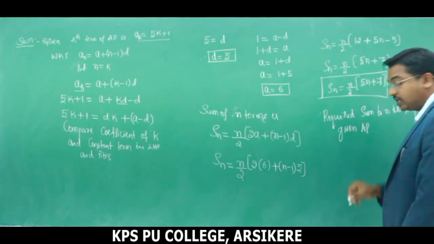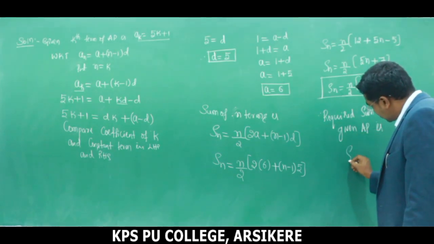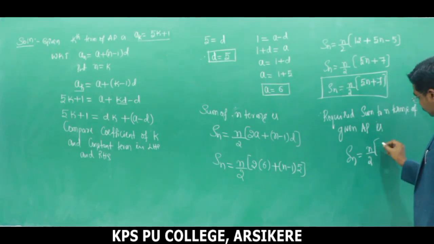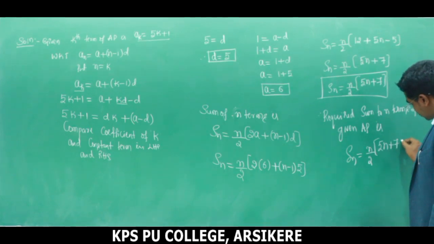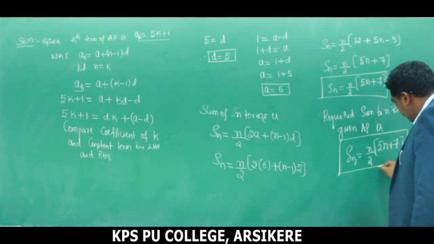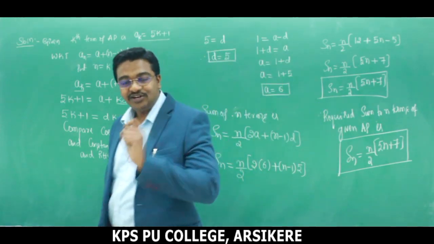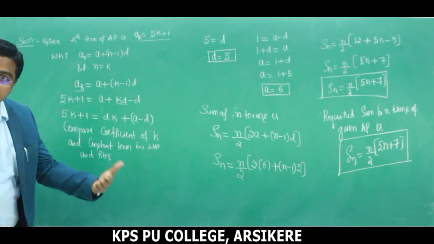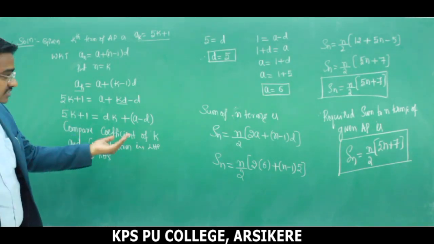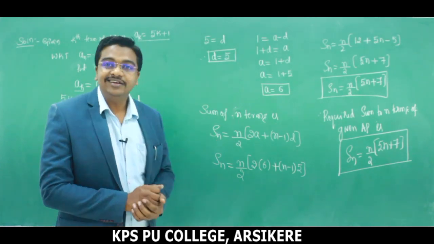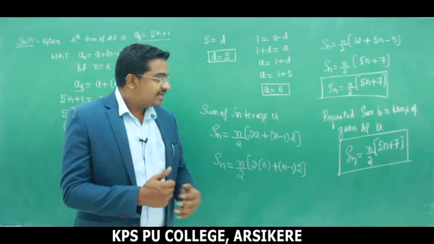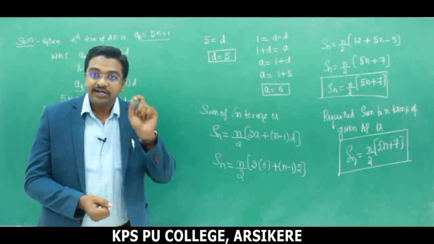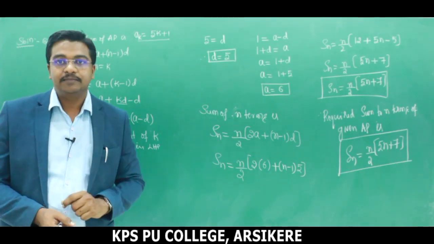Given an AP, an arithmetic progression, Sn is equal to n divided by 2 times 5n plus 7. So what is the requirement here? a and d, the first term and the common difference. Using the given condition, first find the first term and common difference. Using the first term and common difference, find the sum to n terms. So what is the answer here? Sn is equal to n divided by 2 into 5n plus 7. Do you understand, children? Take a pause and note down all the things I have written here.